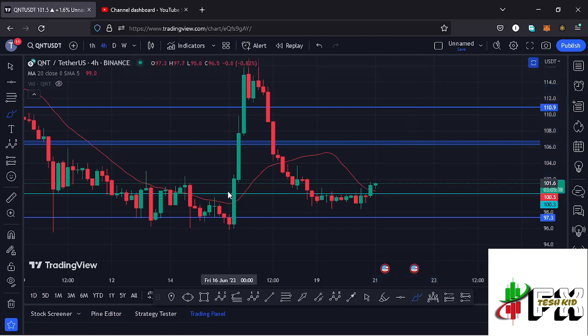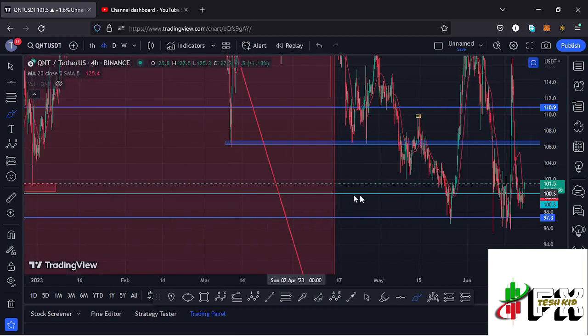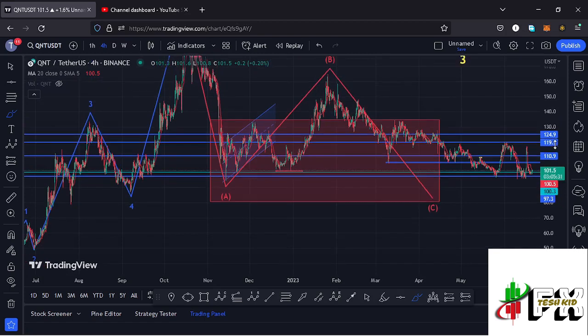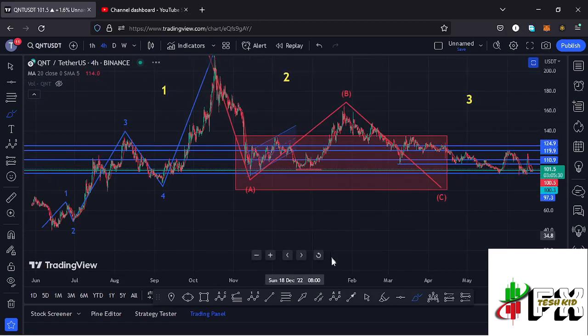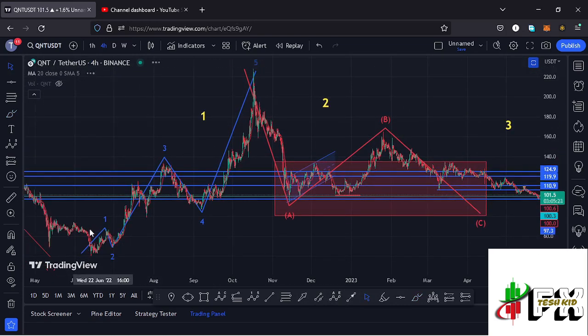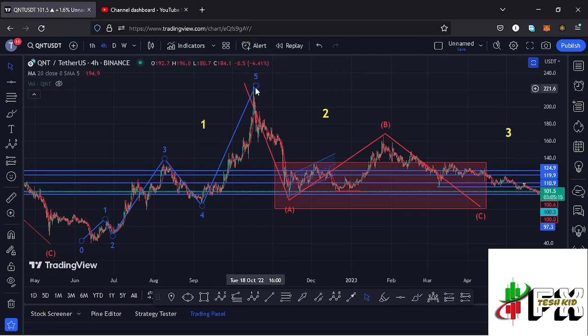Quant has also continued to obey the Elliott wave structures, and if I zoom out on the 4-hour chart to give you my Elliott wave analysis, you can see that Quant, after giving us a bear market low at around the $40.1 mark, had a 5-wave move to the upside, with wave 5 giving us a high at around the $229 mark, completing the formation of this larger Elliott wave count 1.